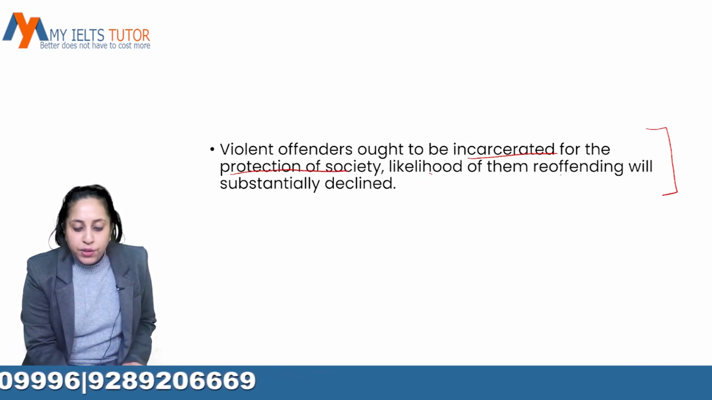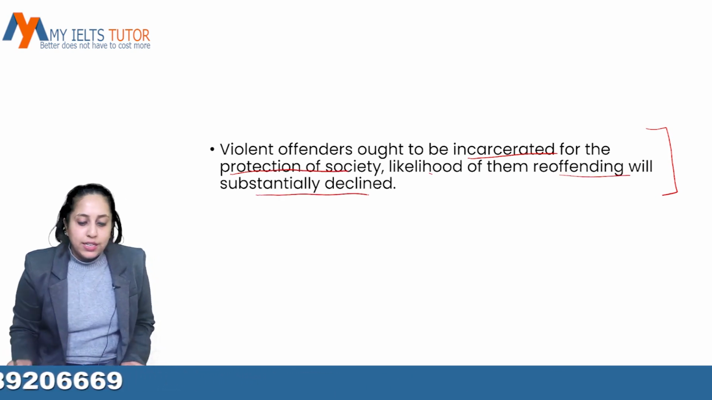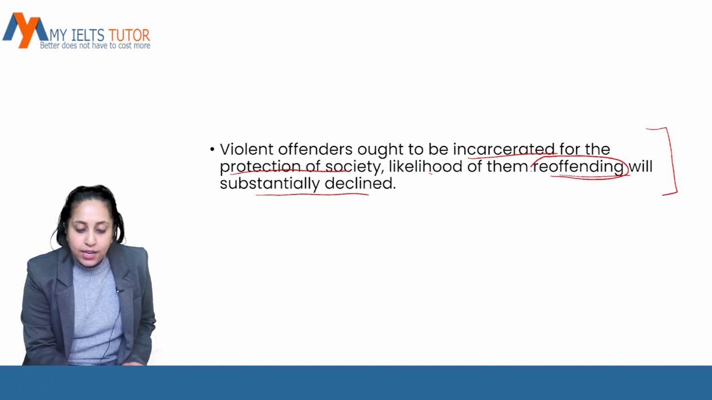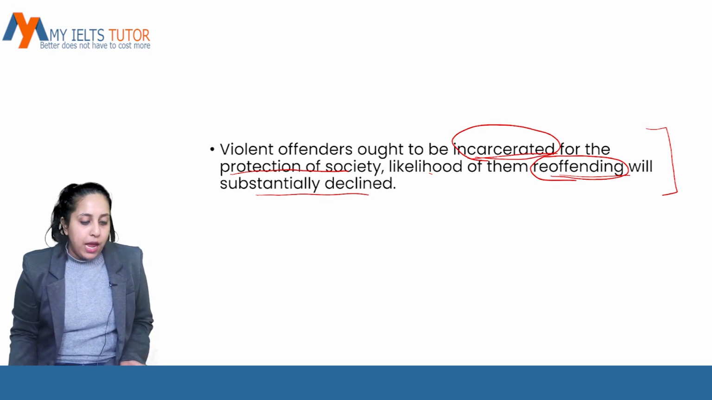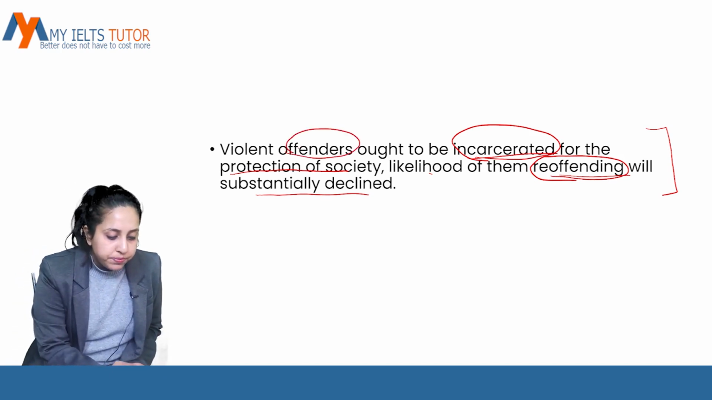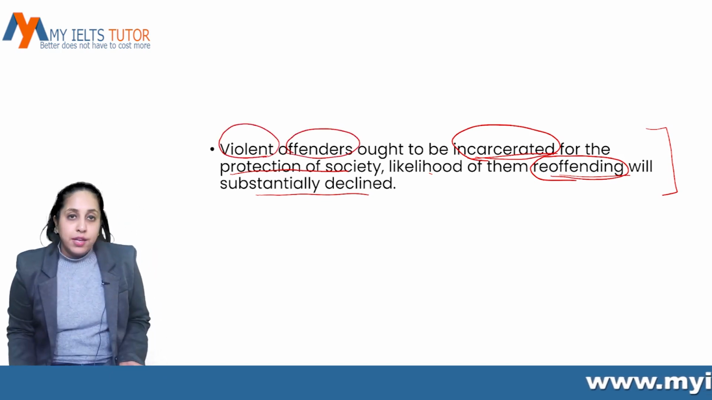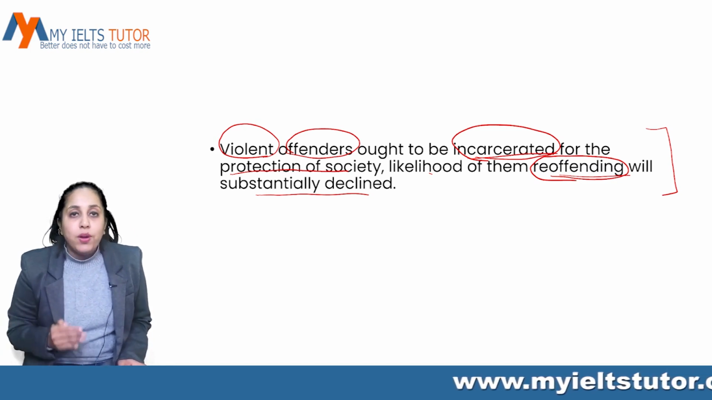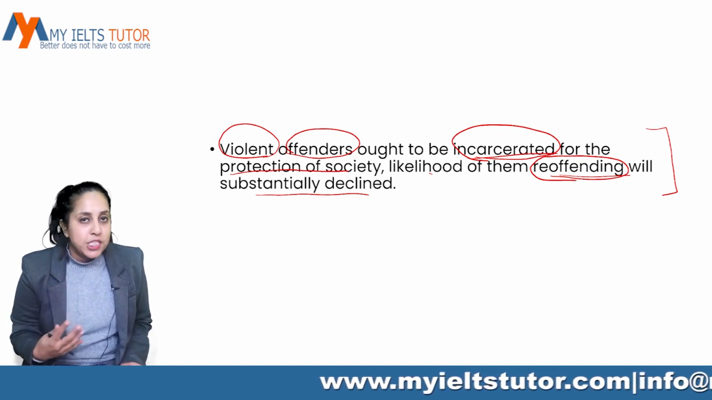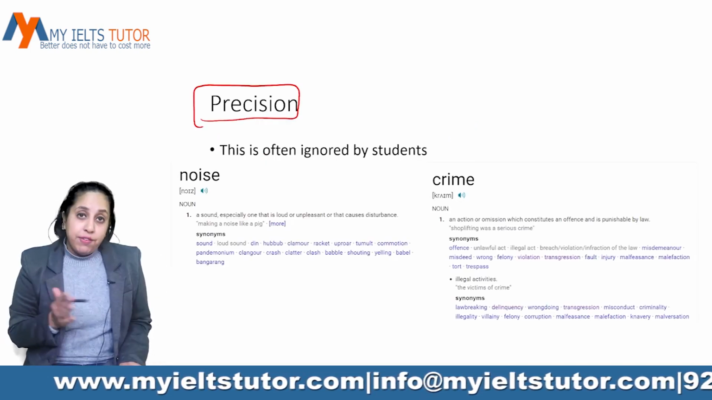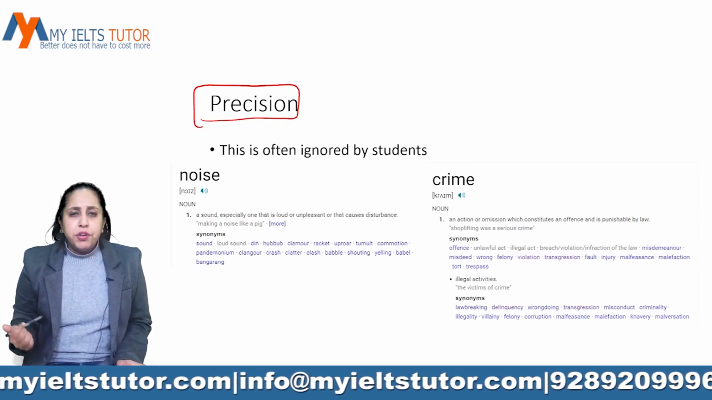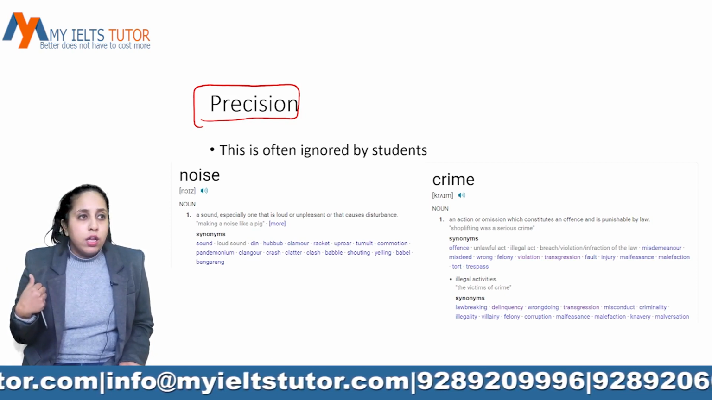Likelihood of them re-offending will substantially decline. Re-offending is again topic related vocabulary. Incarcerated, again topic related vocabulary. Offenders, violent offenders, right? So these are some topic related words which I'm using to express my opinion or express my point. Now, precision. Whatever we have understood till now, we have learned about the range.